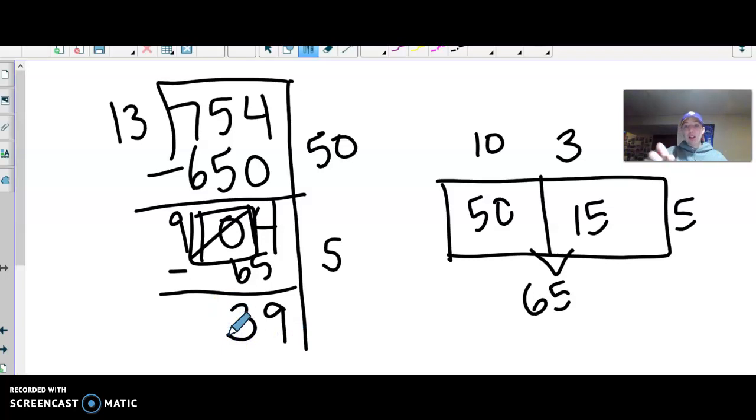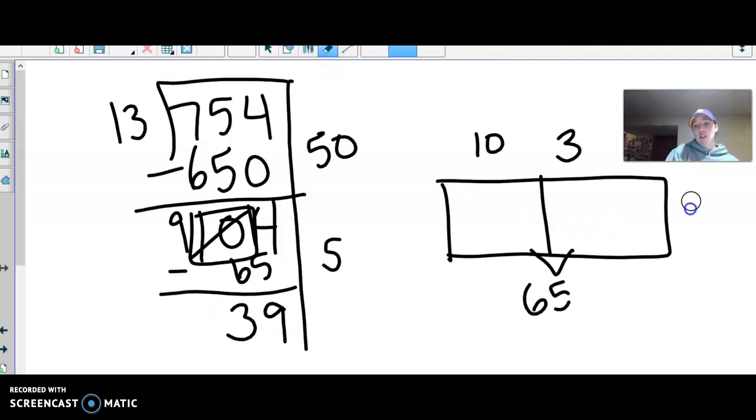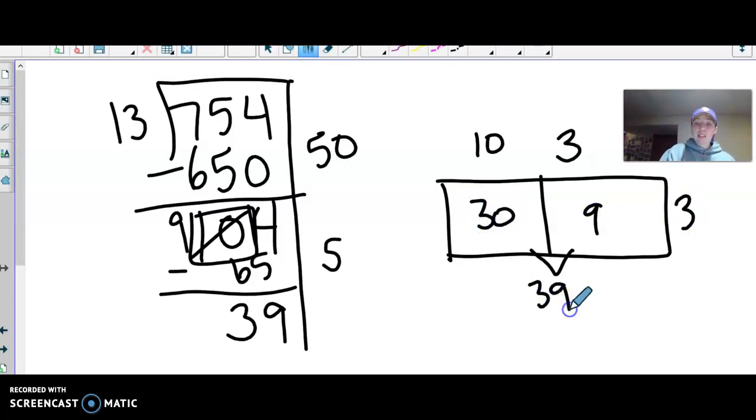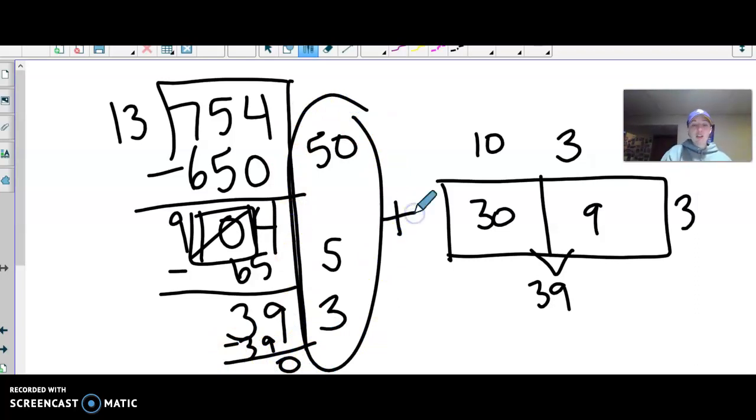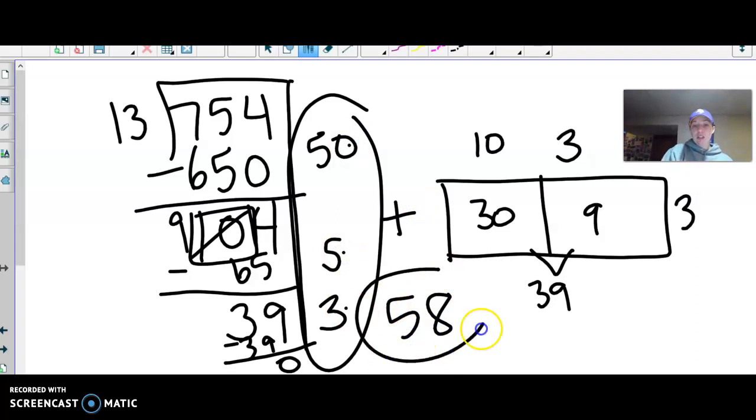Okay, well, I know, because I can count by 13s, that it's going to be 3 groups. If you weren't sure, you could have tried 1 or 2, but 3 will get me 30, and then 9, so it will get me exactly 39. So I know I need 3 more groups to give me 39. I have no remainder. Add those together. 50 plus 5 plus 3 is 58 is my answer.